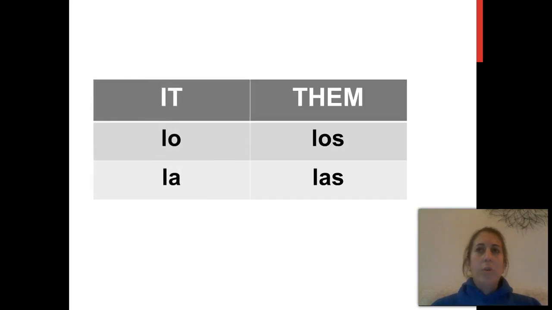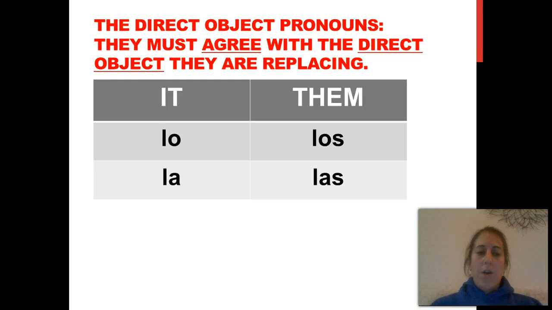All right, so here are our direct object pronouns when we're talking about items. Okay, so it and them. Lo, la, los, or las. All right, and of course our direct object pronouns must agree with the direct object they are replacing.